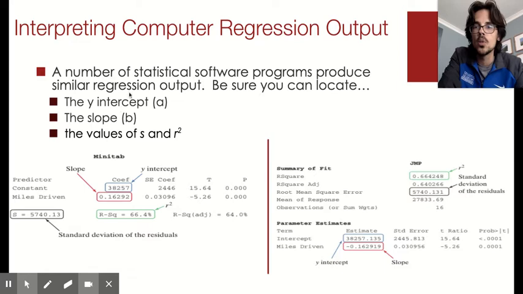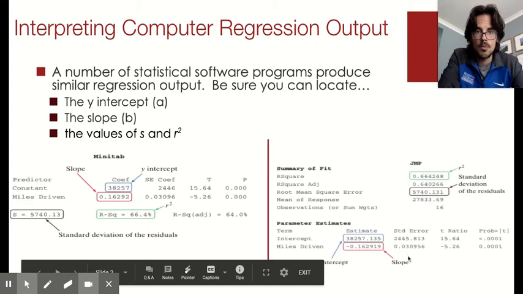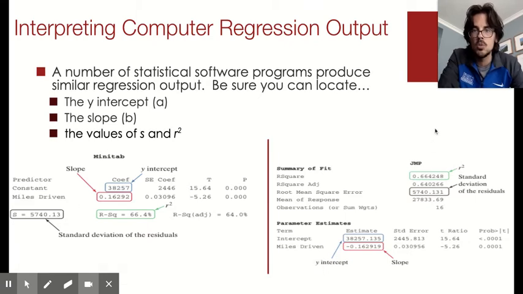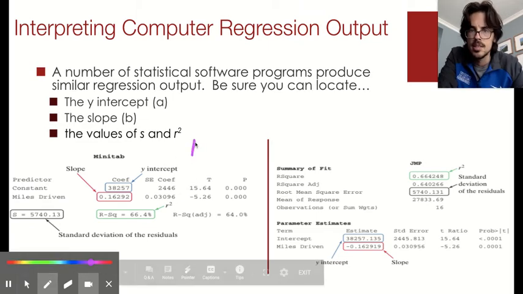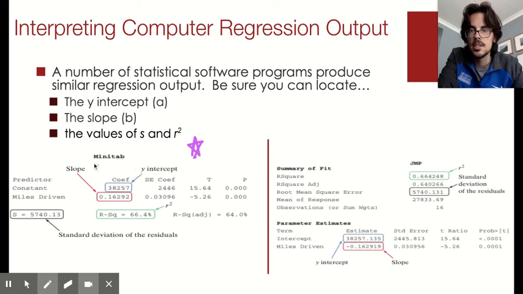You need to know where the y-intercept, the slope, s, and r squared all are, and it varies depending on the type of program you have. So these pictures here label where the things are found. I'm not going to talk too much about those right now. The most common one that you see a lot is this kind of output right here. Minitab output is fairly common on the AP test.